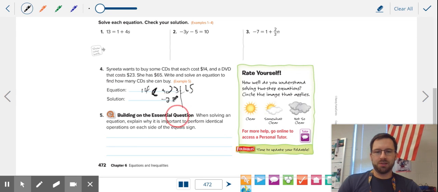Undo the plus 23. 14 times the number of CDs equals $42. Divide by 14. 3 CDs. Voila.